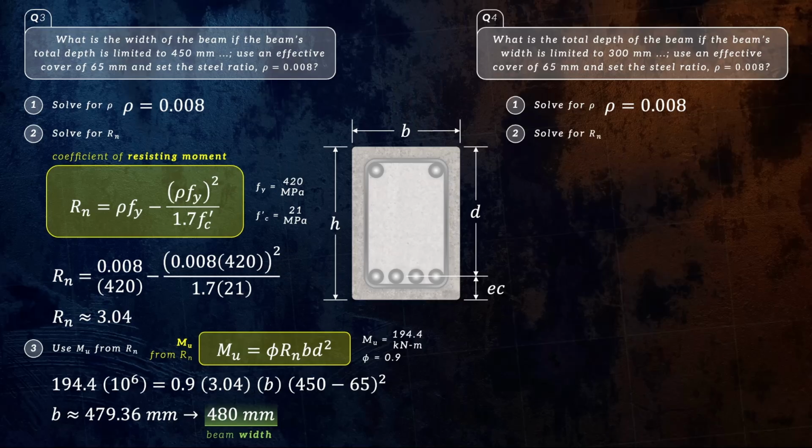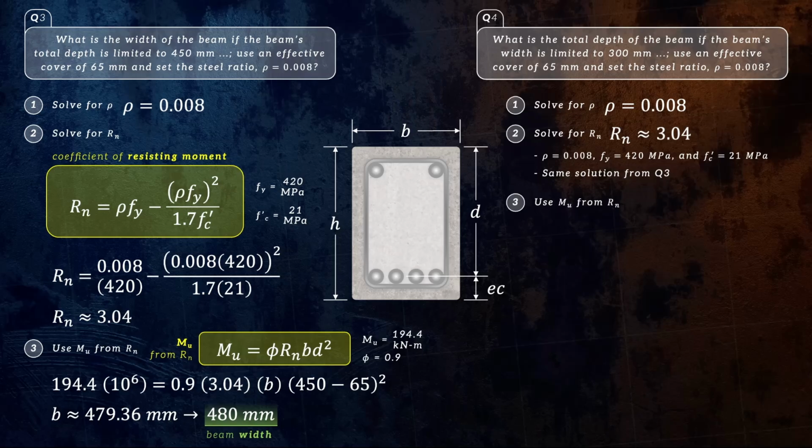Step 2 would be to solve for Rn, but since rho did not change, as well as the values for fy and f'c, we will have the same solution from the last question. Hence, our value for Rn will still be approximately 3.04. Step 3 would be to solve for Mu from Rn, for which we will still use the formula that we just used for the last question.